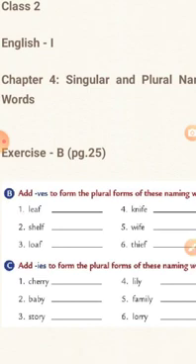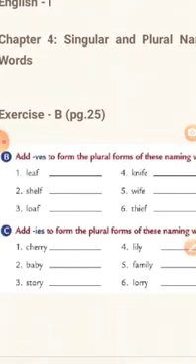Exercise B, page number 25 of your book. You can take out your book and let's read the instruction. Exercise B, add VES to form plural forms of these naming words.